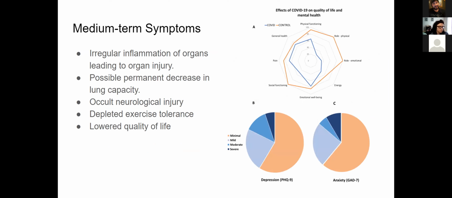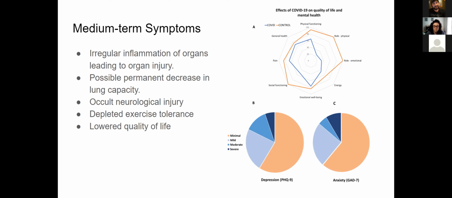And then medium-term symptoms, that was very interesting to me, where they were looking into people who had gotten COVID, went to the hospital, and then were released, and they just checked with them over a period of about 4 to 6 months. And they did an MRI, and that showed that there was irregular inflammations of different organs, specifically organs that had ACE2 receptors.